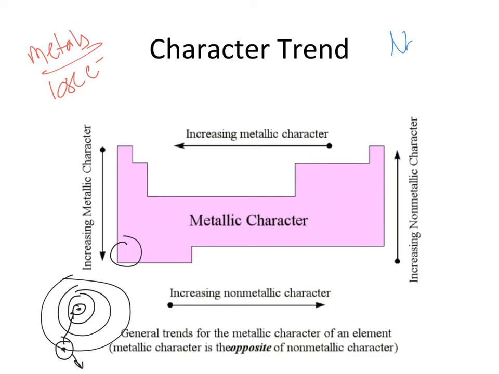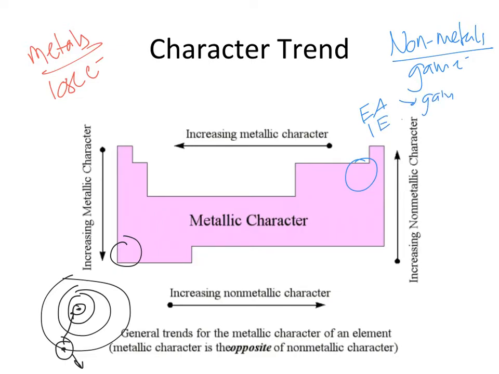On the other side, when we look at nonmetals, what do they do? They gain electrons. So things that gain electrons will be acting more like non-metals. So if we look at things over here, they have a high electron affinity and they also have a high ionization energy. They want to gain and they don't want to lose electrons. Things that gain and don't lose are acting like non-metals. So things that are higher up in the group and across the periodic table are going to be exhibiting more characteristics of non-metals.